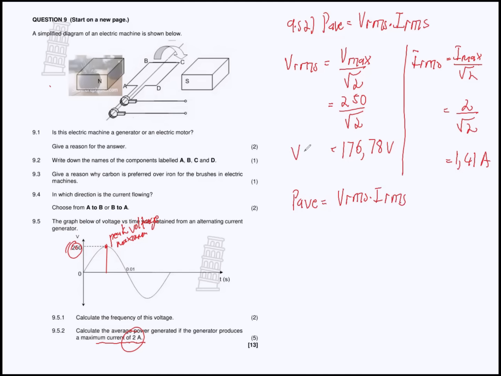Then to calculate the average power, it's simply a matter of writing that formula and substituting, now that you have both the VRMS and the IRMS. So that's 176.78 multiplied by 1.41. This gives us an average power of 249.26, rounded off to 2 decimal places, watts. So let's not forget the SI unit. Just like that, you would have earned yourself 5 marks.